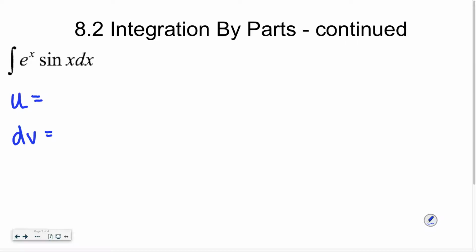Okay. Really, it's not going to matter which one you pick for u and which one you pick for dv. Do you have a suggestion? I think it's way easier to differentiate sine of x than integrate the sine of x. I think they're both equally easy. So let's take a vote. How many of you would like to pick e to the x for u? Sine of x.